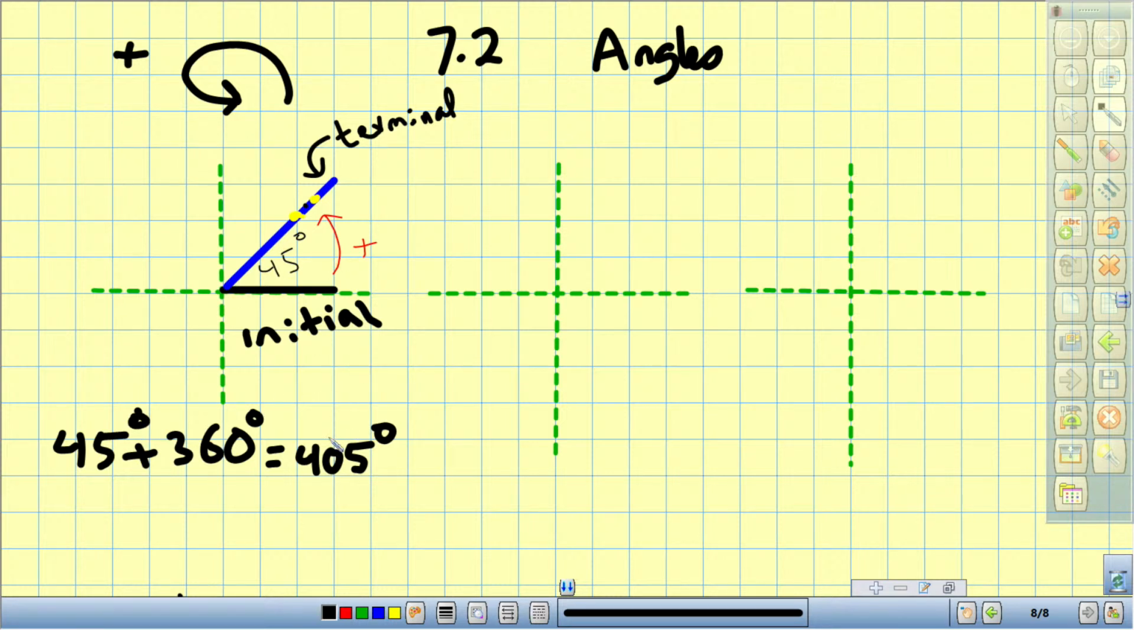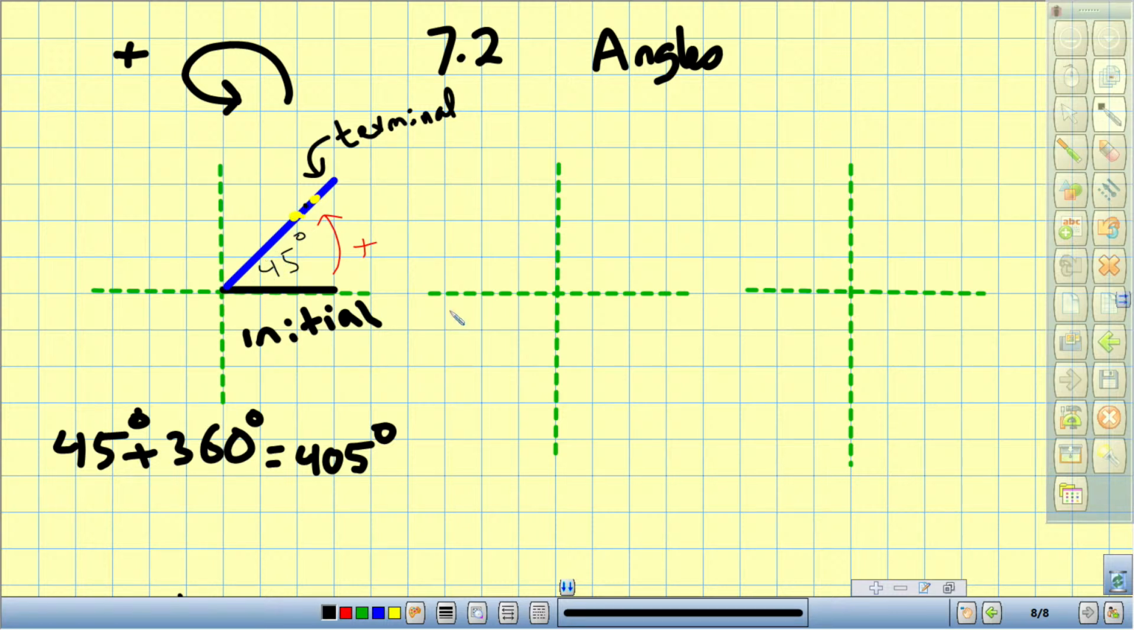Can I keep doing this? Yeah, of course. Keep looping until you get dizzy. You keep adding 360, which is a full rotation, right? 360 is a full rotation. So you keep adding, and then you're going to land on the same spot.